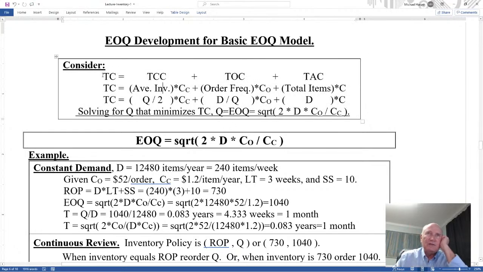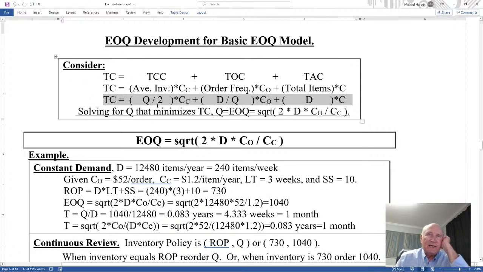The idea is the total cost equals the carrying cost plus ordering cost plus acquisition cost. The carrying cost is your average inventory times the unit carrying cost, and average inventory is Q over 2. The total ordering cost is the order frequency times the unit ordering cost, and the order frequency is D over Q from the fundamental equation. The total acquisition cost is the total items, which is D, times how much each of those items costs. So now my total cost is made up of my carrying, ordering, and acquisition or item cost. Now I want to minimize my total cost, because EOQ is economic, which means the minimum cost.